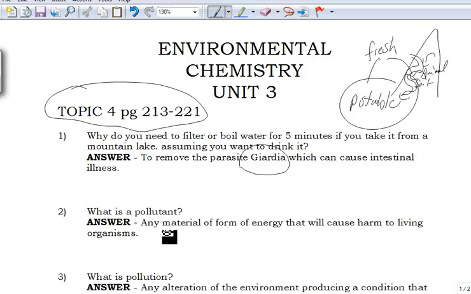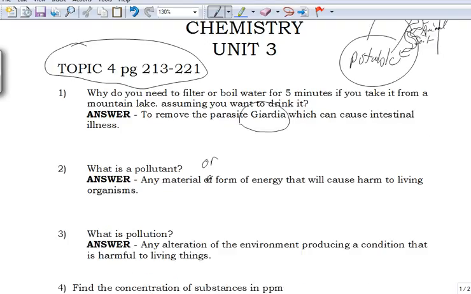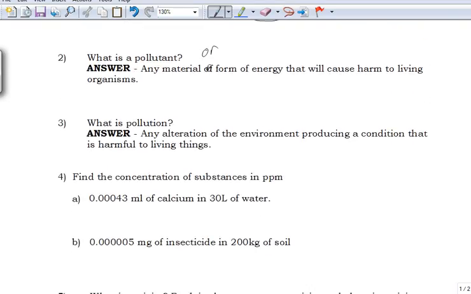Next, what's a pollutant? Any material or form of energy that will cause harm to living things. So any material or form of energy. What's pollution? It's an alteration of the environment, producing a condition that is harmful.